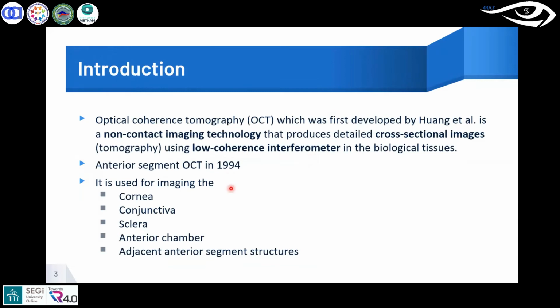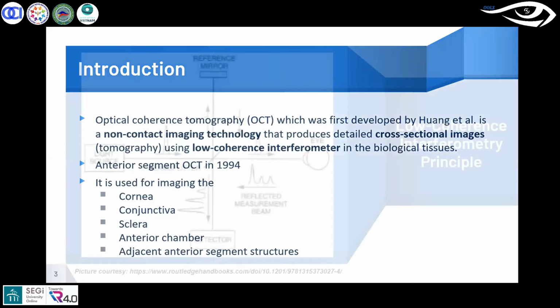So moving on to the introduction. You must be knowing that ocular coherence tomography is used for both anterior and posterior segment, but it was first developed by Huang et al. And it is basically a non-contact imaging technology which is used for creating cross-sectional images of biological tissues. Specifically, anterior segment OCT was introduced in 1994, and it is used for imaging the cornea, conjunctiva, sclera, anterior chamber, and various other anterior segment structures.